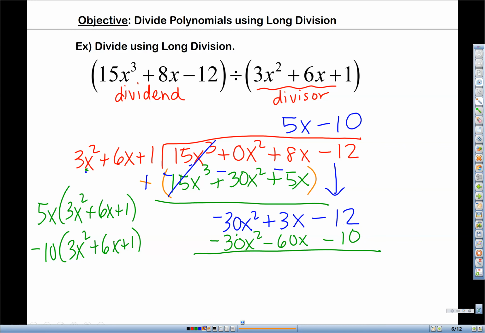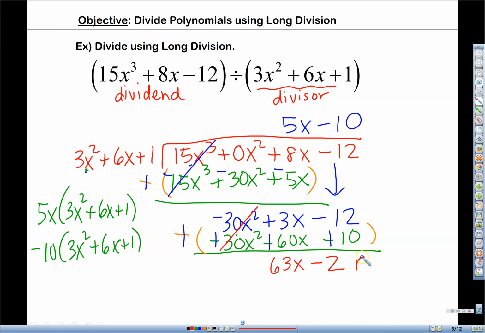Now we're going to do that subtraction. So again, before I combine anything, I have to apply the subtraction procedure, which is to add the opposite sign of the term. So I change my subtraction to addition. My negative 30 becomes positive. My negative 60 becomes positive. My negative 10 becomes positive. So now I have negative 30 plus positive 30, which is 0, like it should be. I have 3 plus positive 60, which is positive 63x. And I have negative 12 plus positive 10, which is a negative 2.